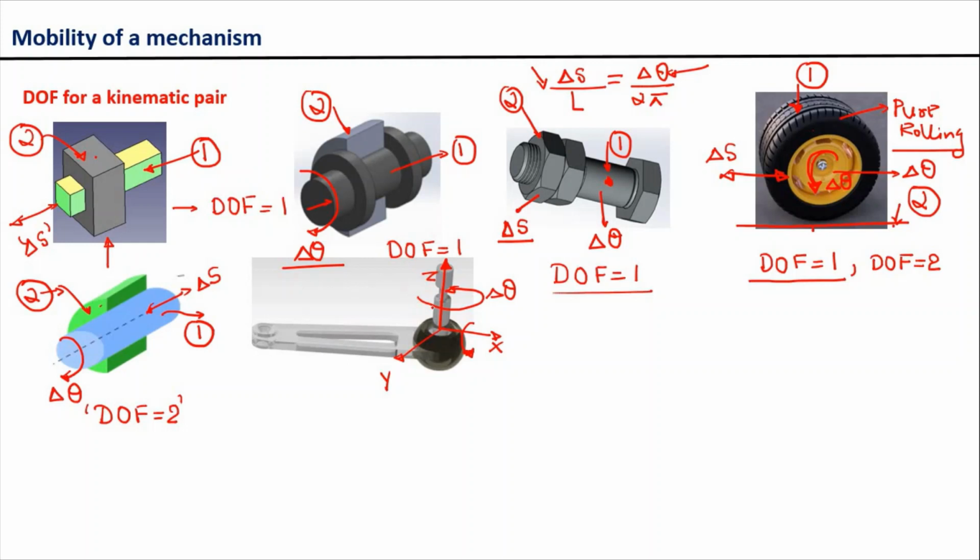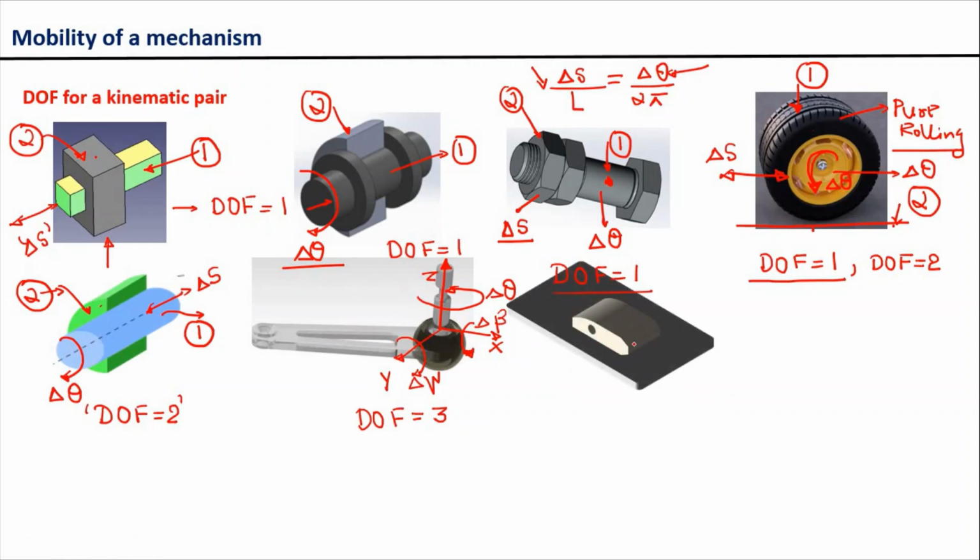Now the motion of the ball can be defined as a rotation about this z-axis, then another rotation about this x-axis, and then another rotation about this y-axis. So basically three coordinates delta theta, delta beta, delta gamma are required to specify the motion of the ball in the socket. So the degree of freedom of a ball and socket joint is equal to 3.